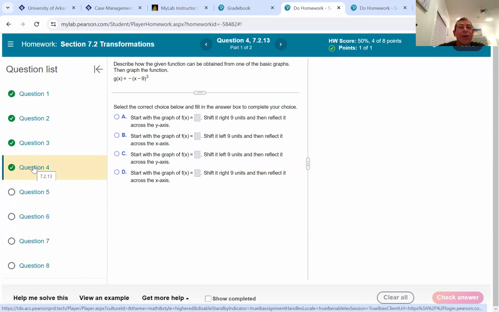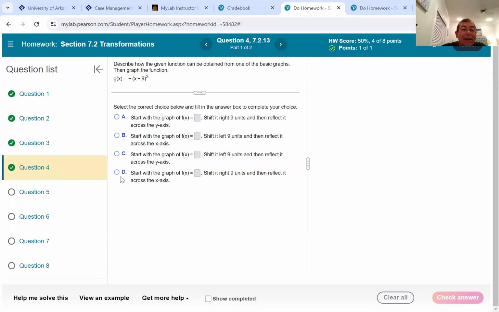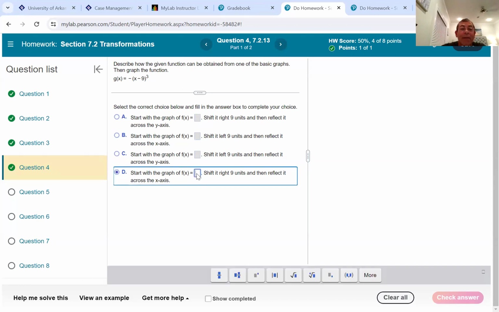D, so, oh, look at you go, because that -9 moved it right. Good job. And then you're reflecting it across the x. Good job. Now I won't graph it. I just wanted to see what y'all would do on that. And then it's still the x to the third.